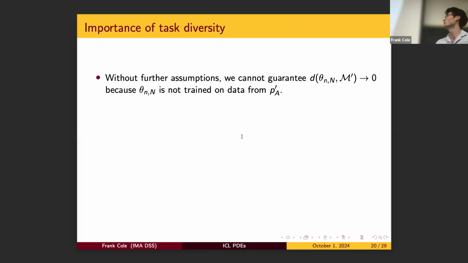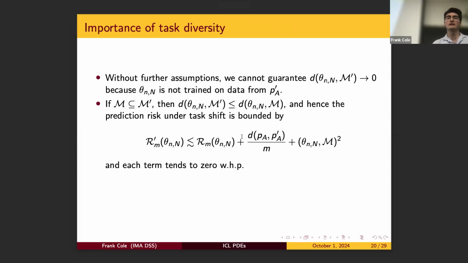And so this leads to a notion of task diversity. It's a simple observation that if you assume that the set of minimizers corresponding to the pre-training distribution is contained in the set of minimizers for the downstream task distribution, then you can basically absorb the last term into the third term, and you get a bound where all terms are expected to decay with the sample size.